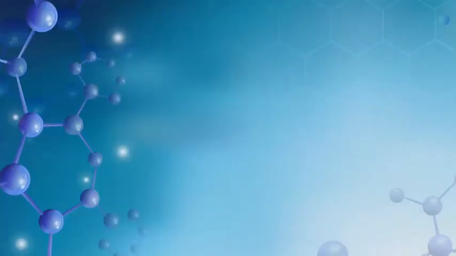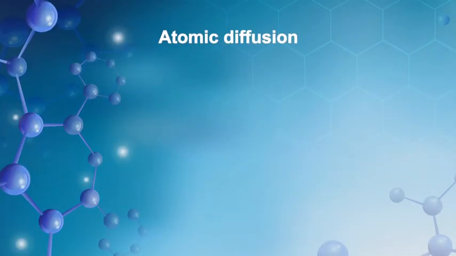Based on these examples, we can conclude that the study of diffusion mechanisms and diffusion rates at the atomic level is extremely important for materials scientists. Now let's understand the basics of atomic diffusion. We can demonstrate this with the help of a diffusion couple.